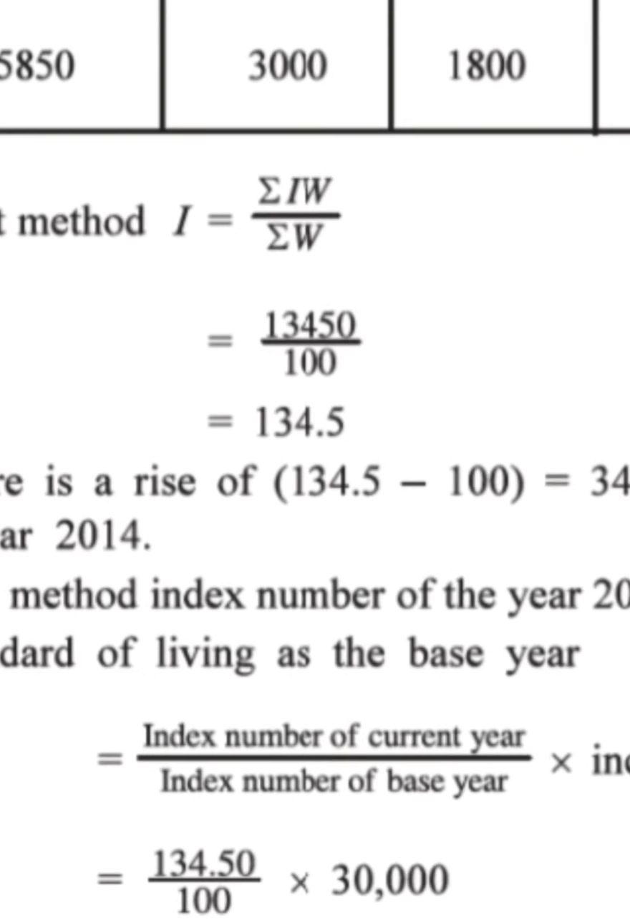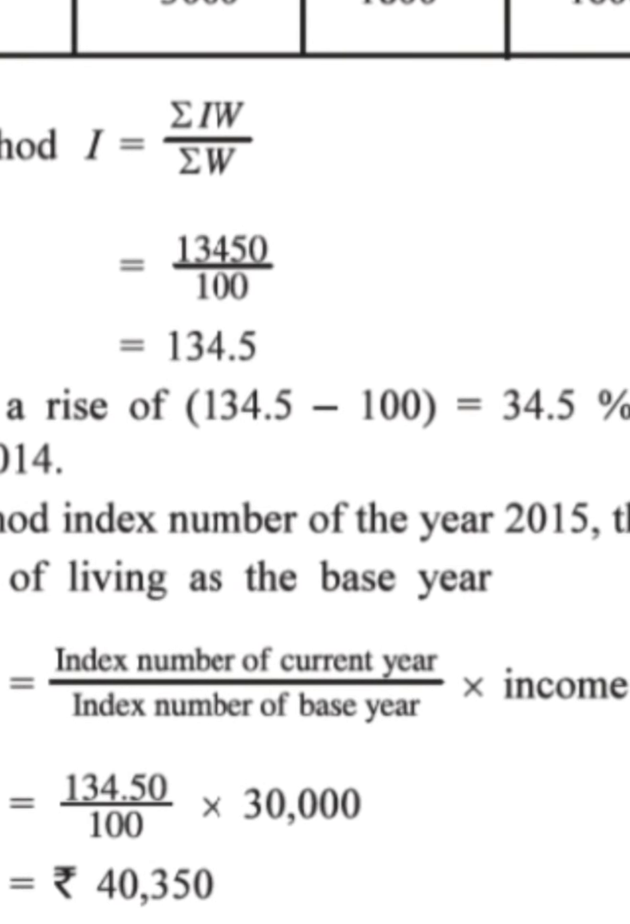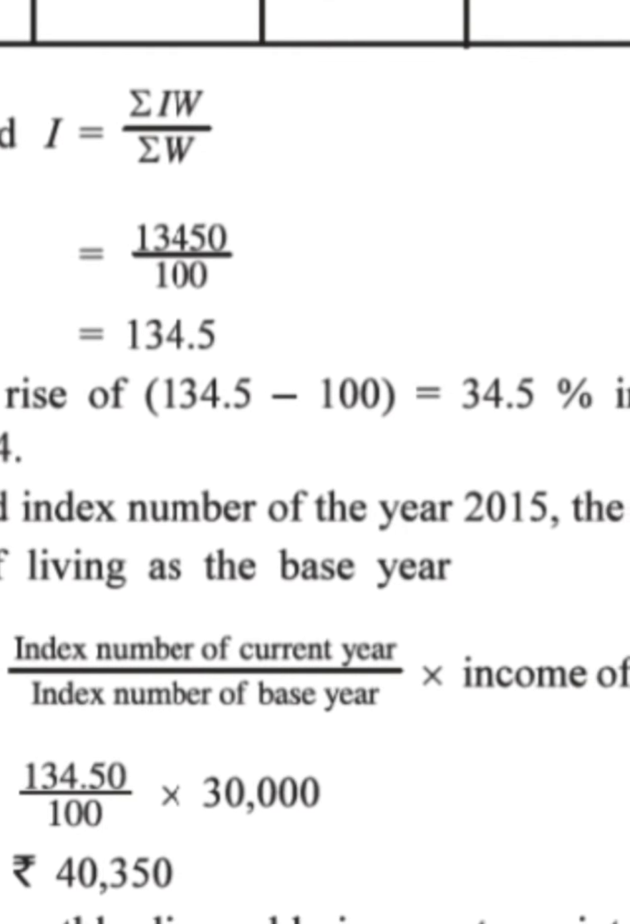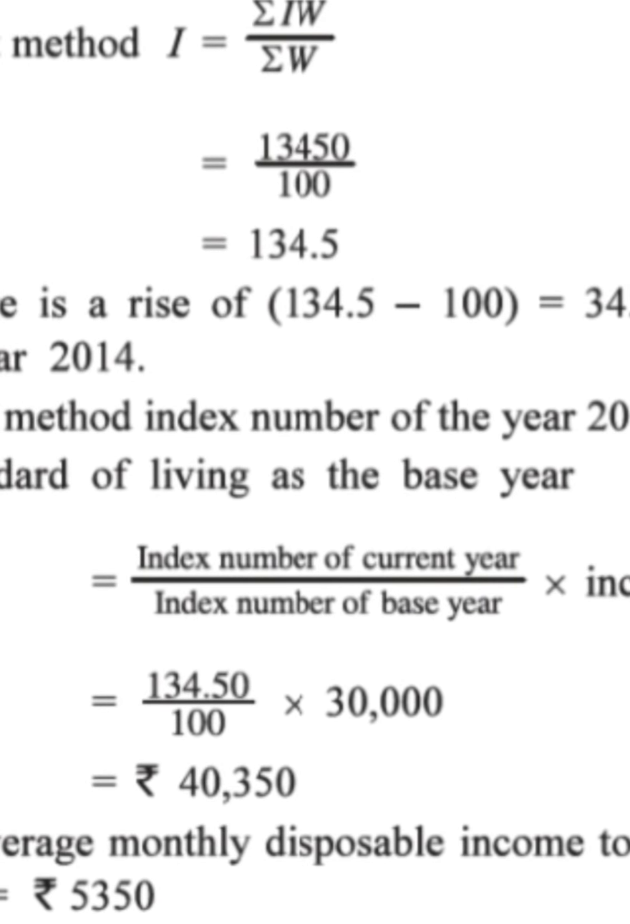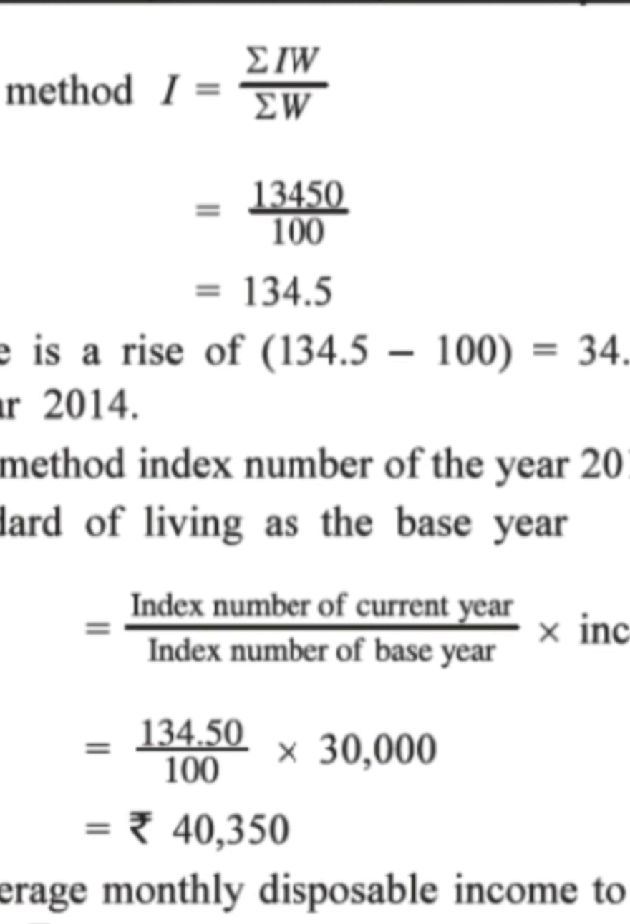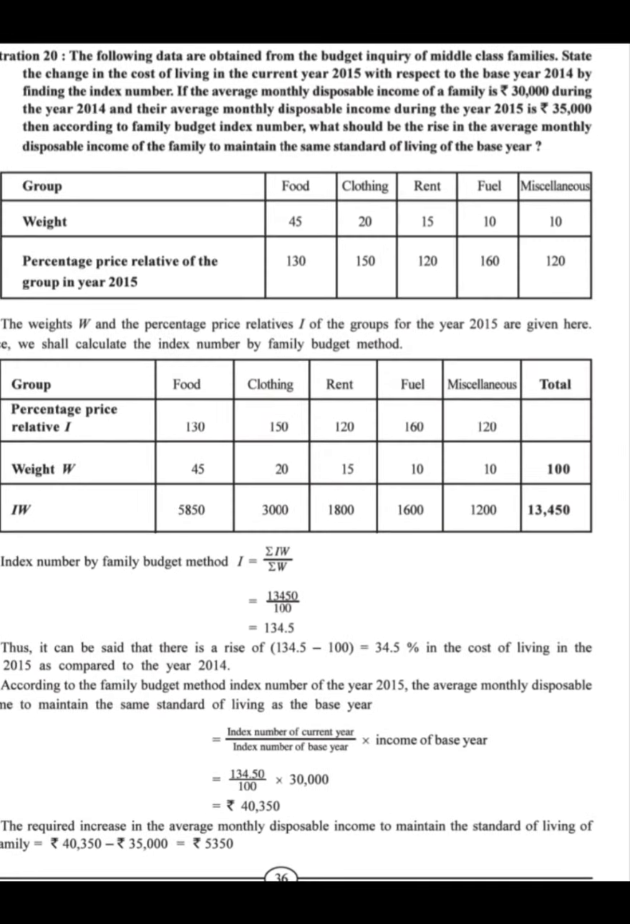Similarly, in the other way, what you can do is take this 34.5 in the numerator, divide by 100, and multiply by 30,000. Whatever answer you get, you just add it to 30,000. So that is how you will get again your 40,350. That is how you do this sum.